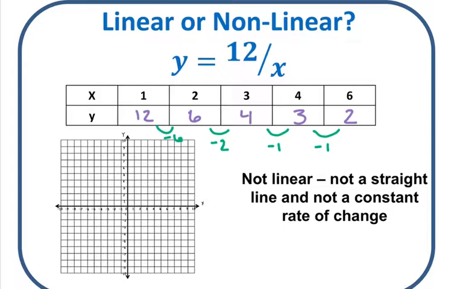Let's see what it looks like when I graph it. So (1, 12) would be someplace up here. (2, 6), (3, 4), (4, 3), (6, 2). So we can see that it forms a line that looks something like this. So it's not a straight line, and it's not a constant rate of change.